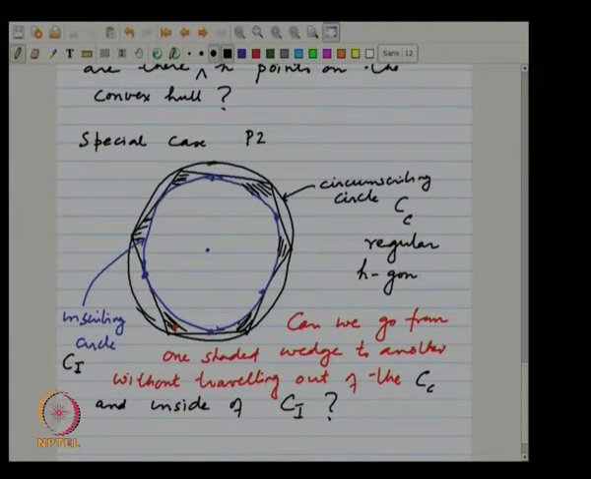So, if I want to travel from this red point here, and go to the adjoining one, my path, so either I will be, sorry, no, please, I retract this, just a moment.